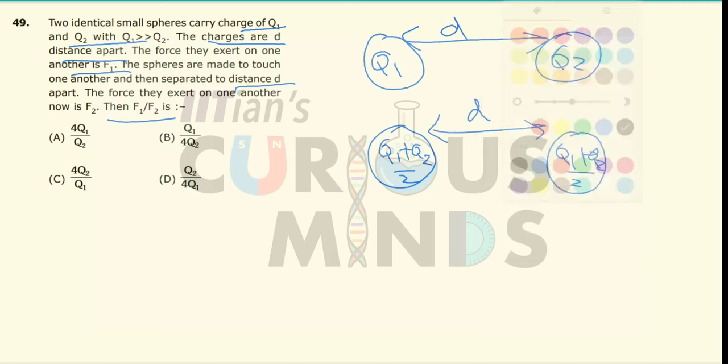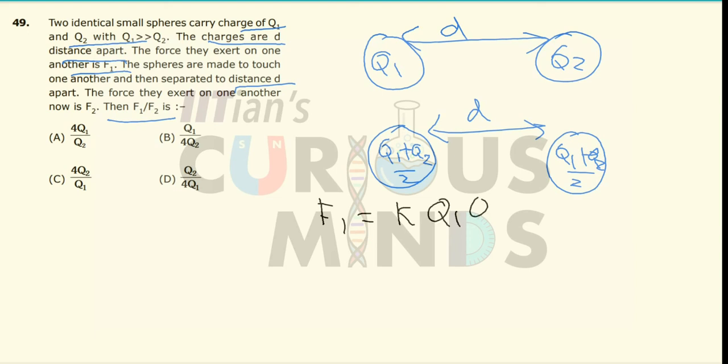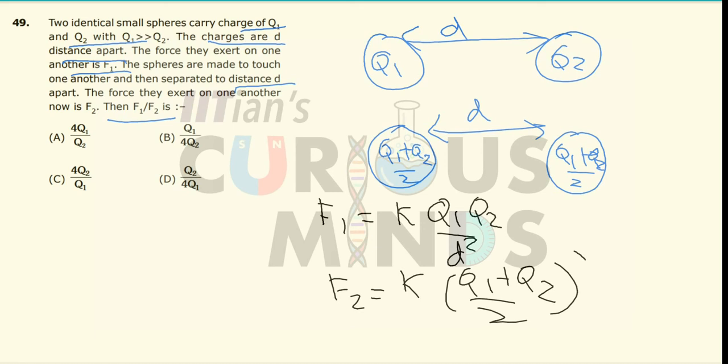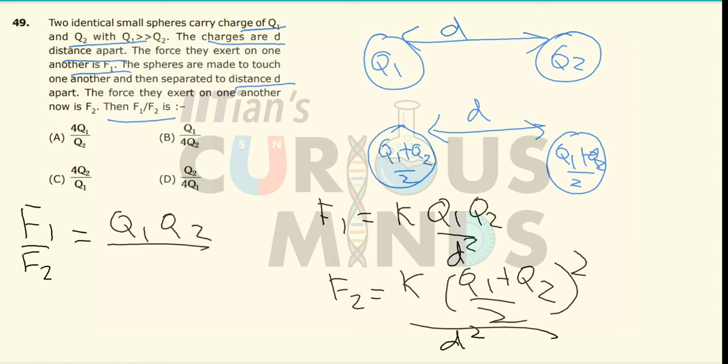If I substitute in the formula, F1 will be equal to k q1 q2 divided by d square, and F2 will be equal to k times (q1 plus q2 divided by 2) the whole square, divided by d square. The distance between the charges is the same. If I take the ratio, F1 by F2 will be equal to q1 q2 divided by (q1 plus q2) the whole square divided by 4.